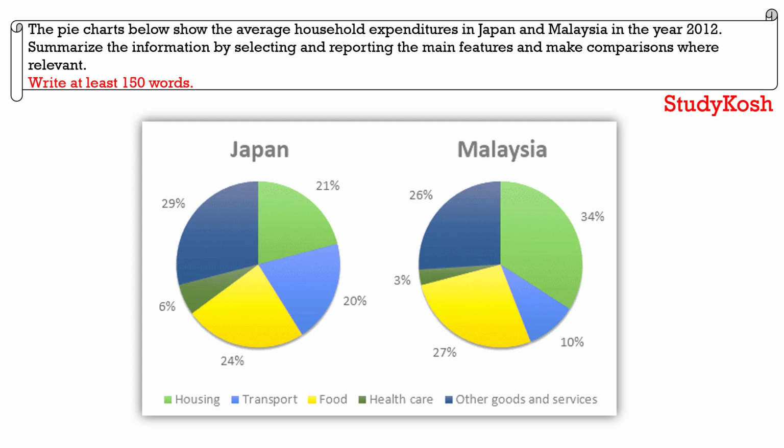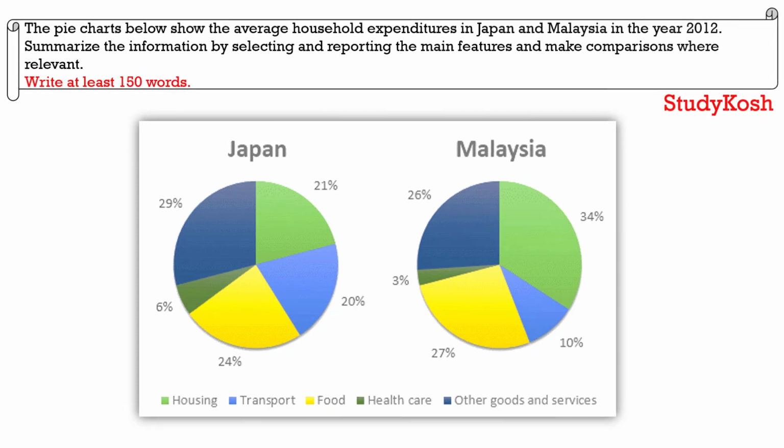What I mean is, housing was the major expense in Malaysia, whereas other goods and services was the major expense in Japan. Talking about food, almost similar percentages, and overall what we can say is, healthcare was the segment in which the expenses were least in the two countries. Now since we are given with only 5 segments, the answer to this question is very easy to form. What you need to write: highest, lowest, what was the least in two countries, and in case there is any similarity. Now students, pause the video, note down your answer, and then we'll be discussing one possible answer.